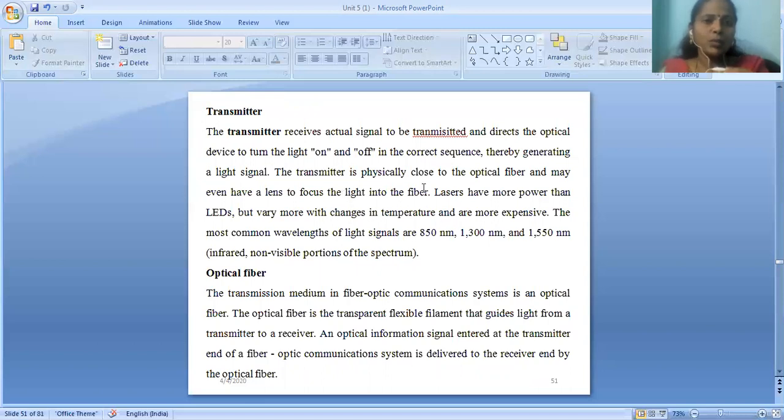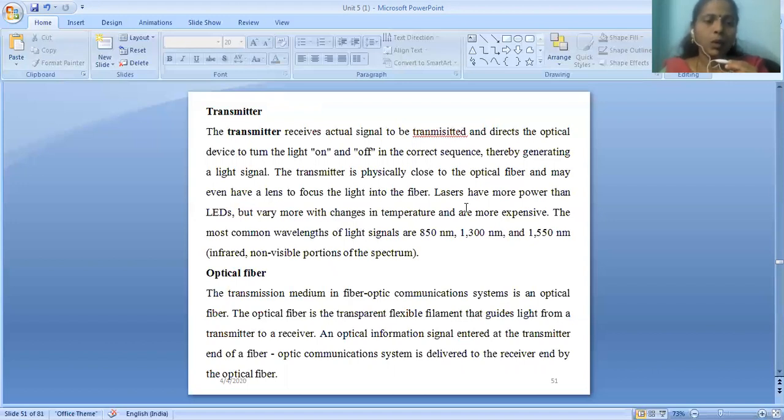Usually you can have both lasers or LEDs. We widely use lasers because they have more power handling capacity, but the drawback is that they vary with temperature and are quite expensive. The commonly used wavelengths of the light signals in fiber optic relaying are 850 nanometers, 1300 nanometers and 1550 nanometers, which fall in the non-visible portion of the spectrum.